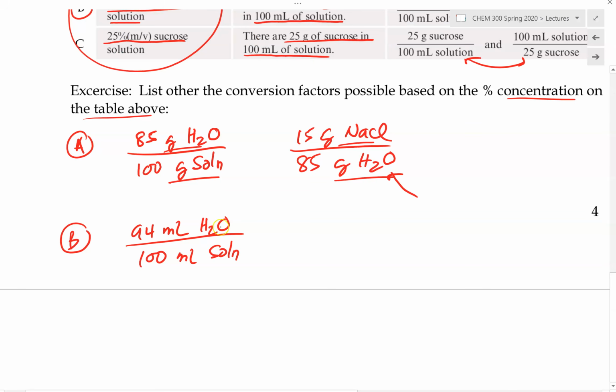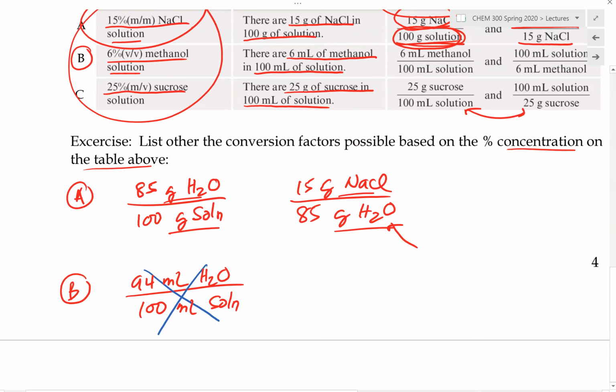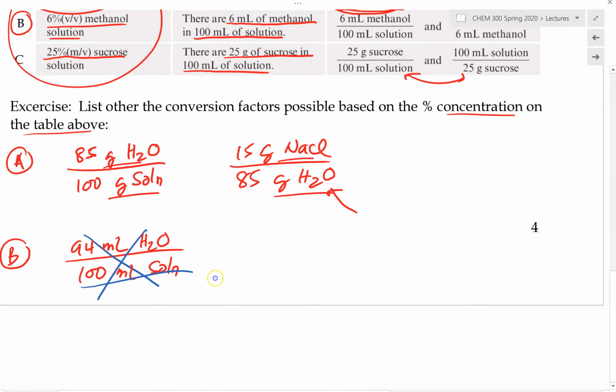Okay. And the reason why is volumes of the solute and the solvent are not additive. So when we combine them together, if we were to actually take out 6 milliliter of solute and 94 milliliter of water, and we combine them together, it very likely will not add up to exactly 100 milliliter of the solution, because again, volumes are not additive.